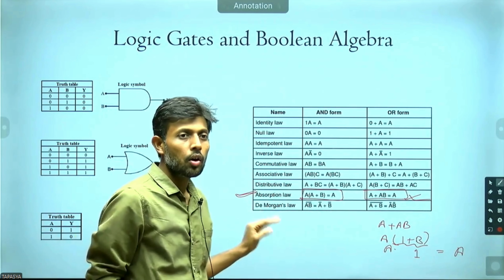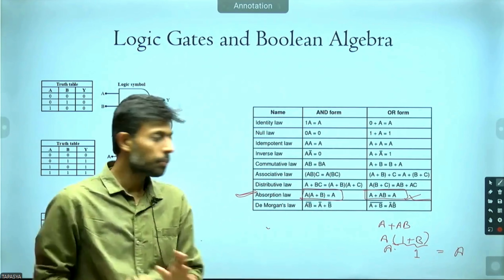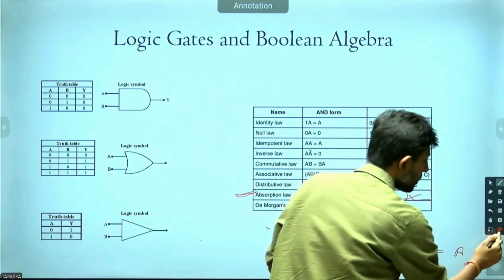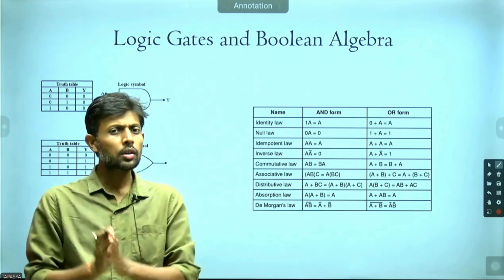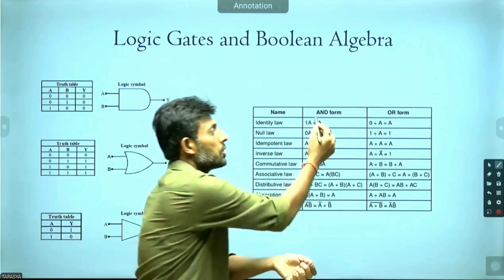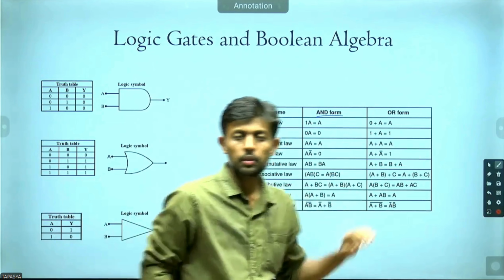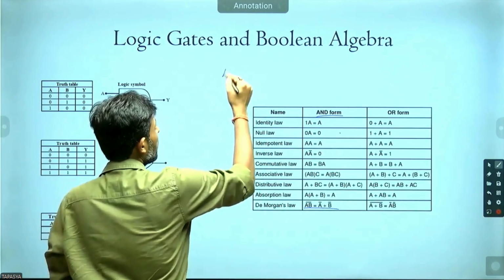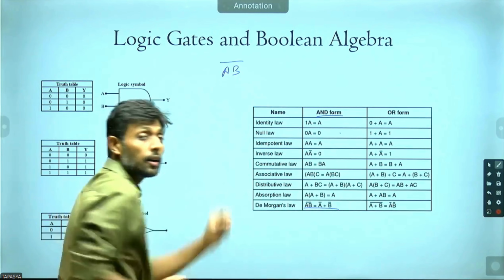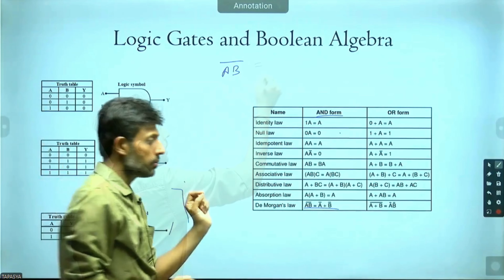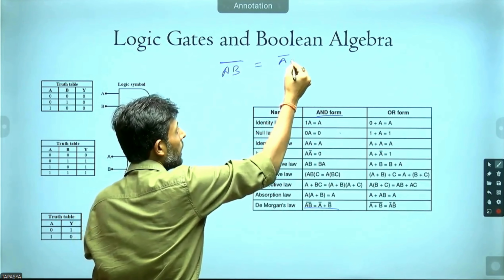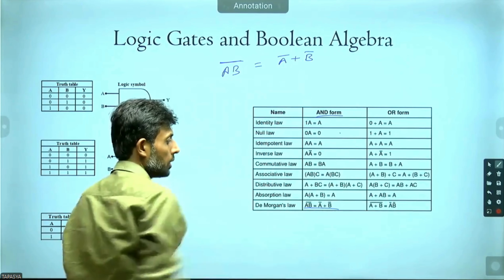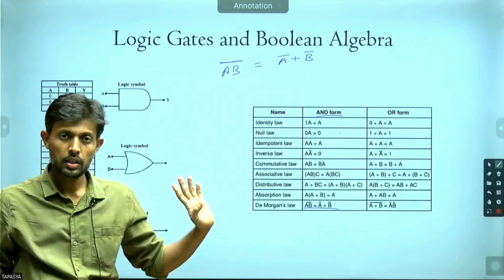Now, De Morgan's law is something that you should remember. I'll just walk you through this law. We are not going to derive it. De Morgan's law has two forms, the AND form and the OR form. The AND form of De Morgan's law says this: not of (A and B) is equal to not A plus not B. And that is what De Morgan's law says.